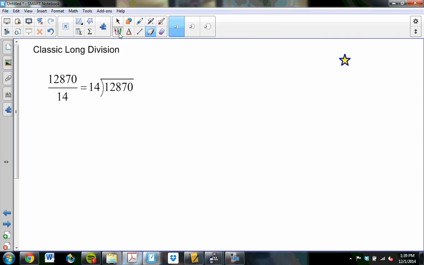Well, first I see, can 14 go into 1? It can't. Can 14 go into 12? It can't. So can 14 go into 128? Well, 10 times 14 is 140. So I think 9 times 14 is what I want. This was the last digit I was going into. My 9 is going to go above this 8.